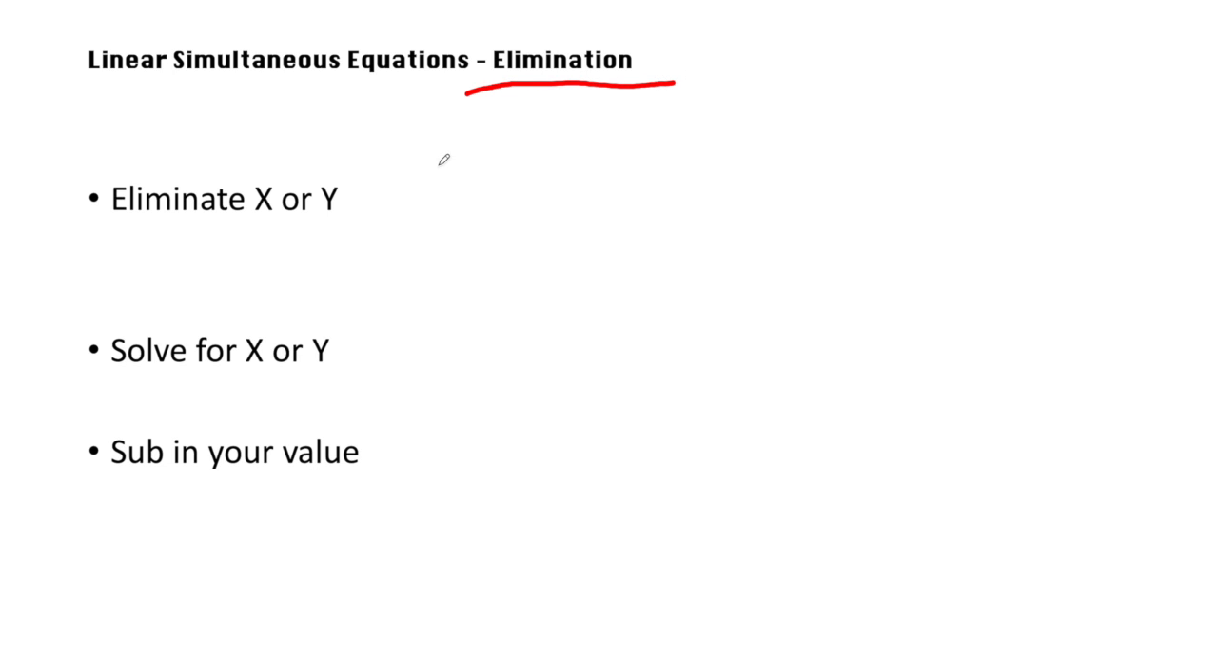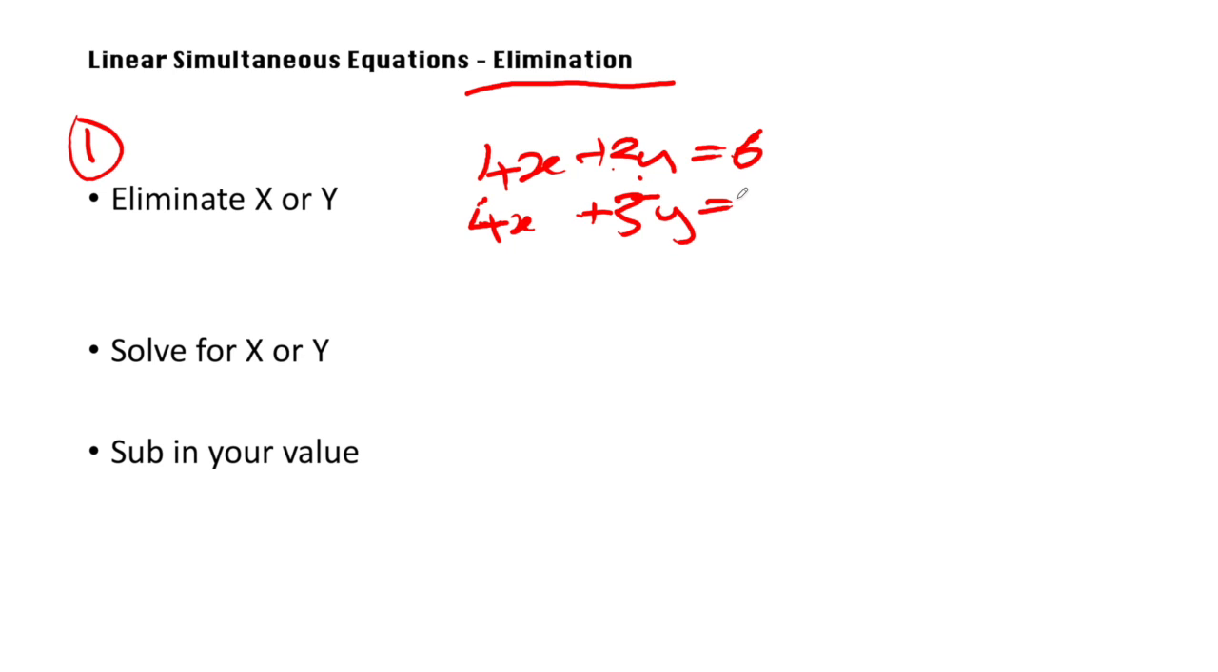Elimination is about, your first step is to eliminate x or y. So say you had an equation that was 4x plus 3y equals 6. And then again you had 4x plus 5y equals 9.